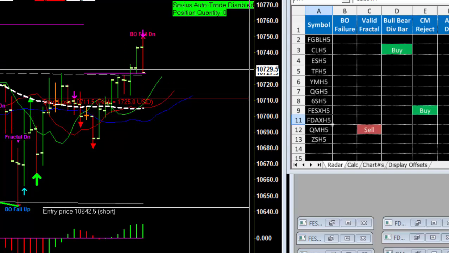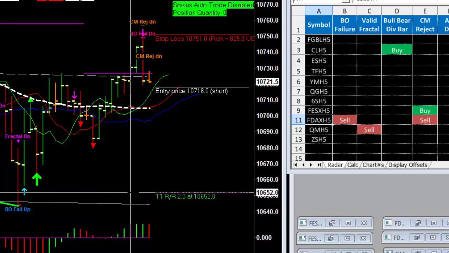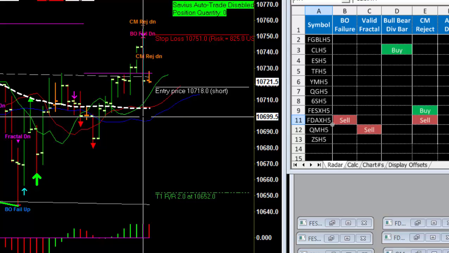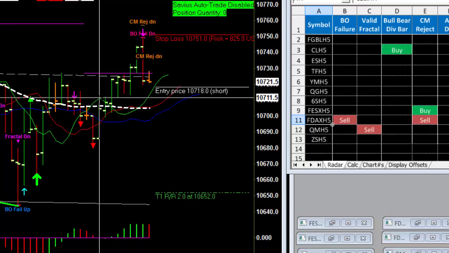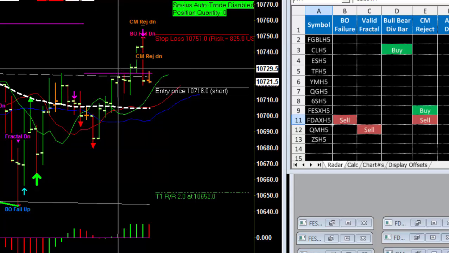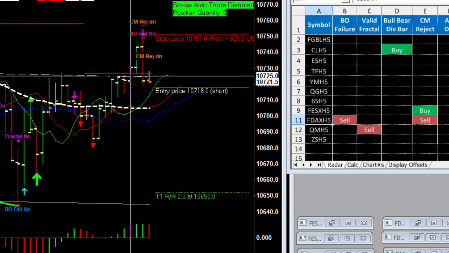So now we have created another signal, and basically you could have been long from here and never been stopped. Then of course you could have trailed the signal, maybe took some profit here. Now once more we are creating a rejection on the short side, and again a breakout failure on the short side.